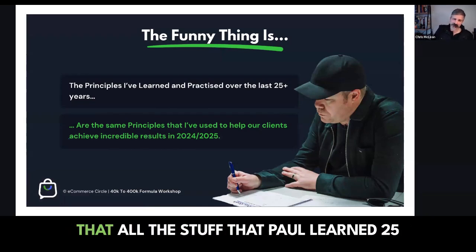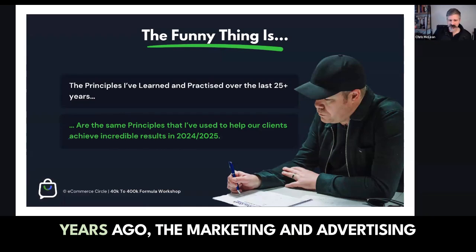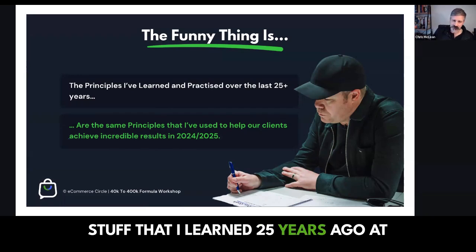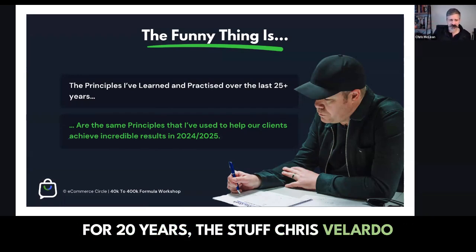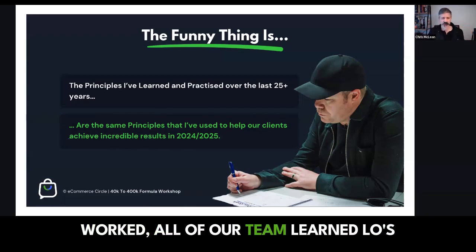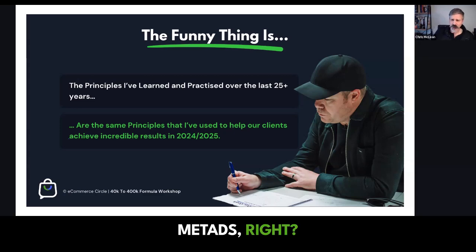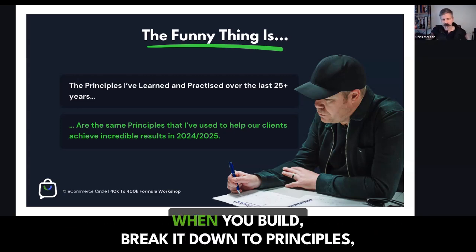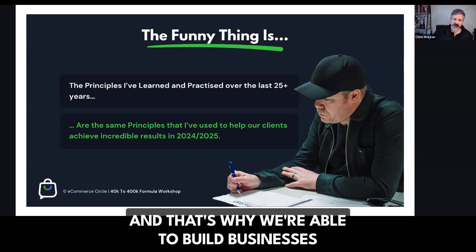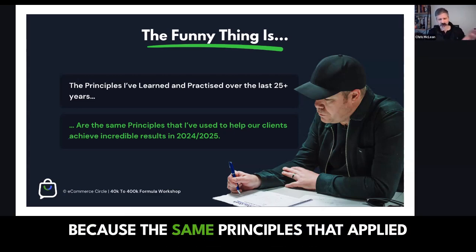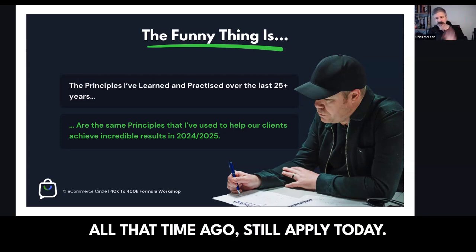Because the funny thing is that all the stuff that Paul learned 25 years ago, the marketing and advertising stuff that I learned 25 years ago at university and practiced building agencies for 20 years, the stuff Chris Velato learned, all of our team learned, Lockie's meta ads, right? All the stuff we've learned over the last 5, 10, 15, 20 years. When you break it down to principles, it's still applicable at any time, right? And that's why we're able to build businesses, because the same principles that applied all that time ago still apply today.